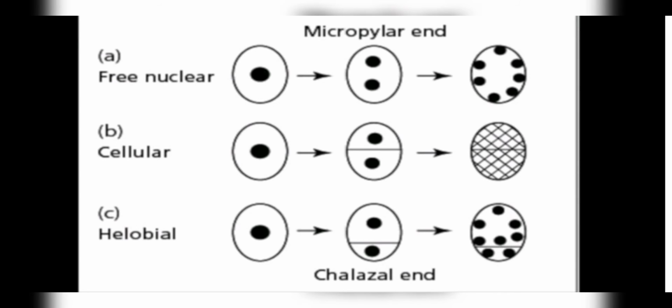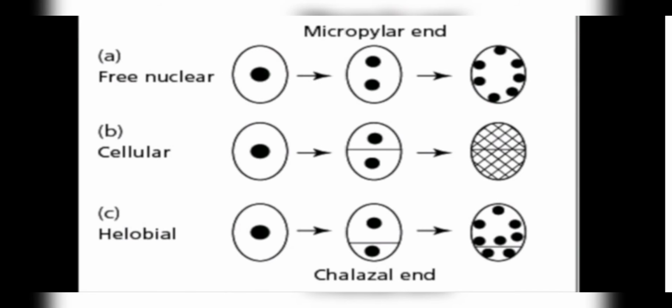And the second one is the cellular. In the cellular, the primary endosperm nucleus will divide and develop into two, that means diploid cells, and again it further undergoes divisions. There is no free nuclear stage, but the cells will form a network-like structure. So that is called the cellular endosperm. The third one is the helobial. It is the intermediate between both the nuclear as well as the cellular endosperm.